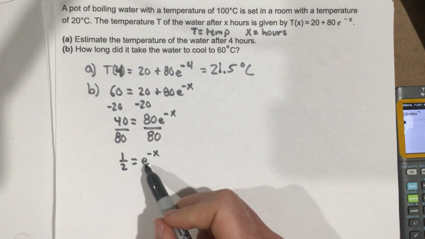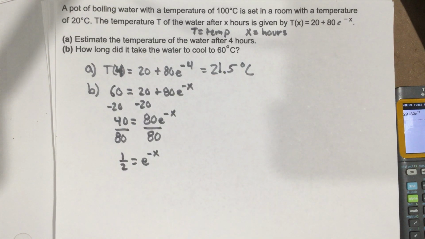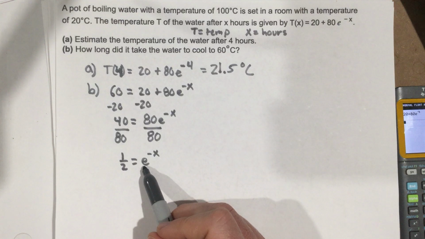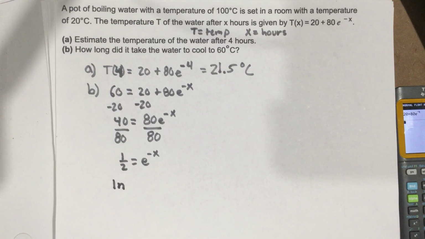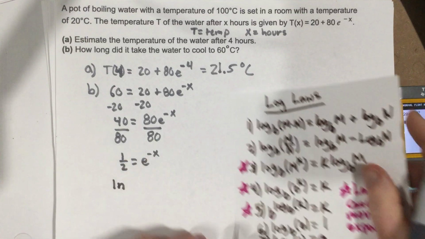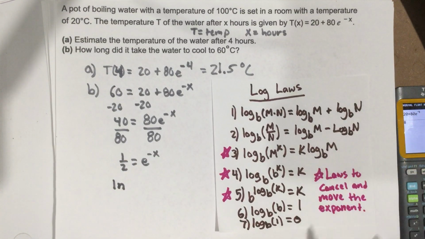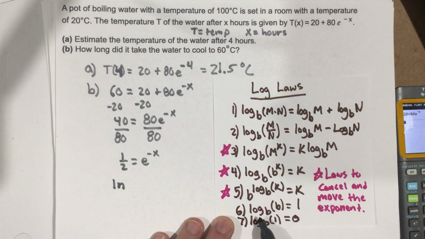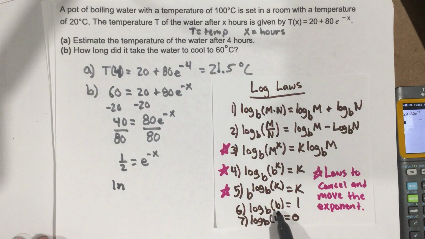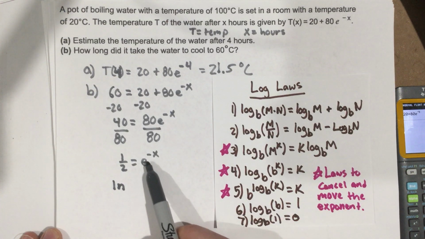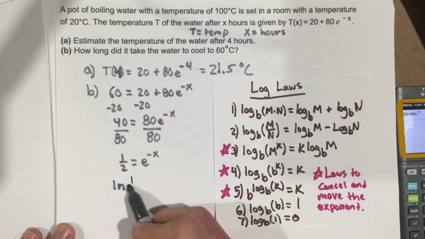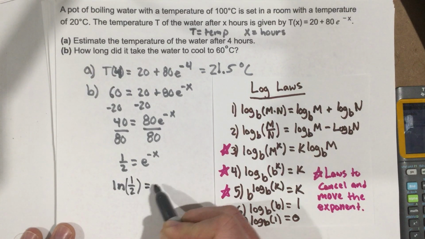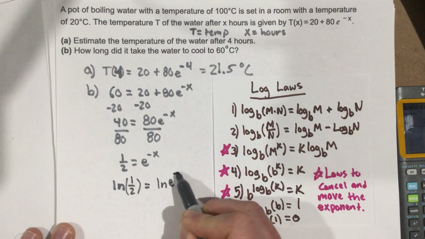Now I need to cancel this exponential. That's base e, so I'm going to use natural log on each side. So natural log, and I'm actually going to bring in the log laws here. One of the log laws I'm about to use is log base b of b equals 1. That's exactly what I'm using here. This is base e, right? So I'm just going to use the exact same base to cancel it. So natural log 1/2 equals natural log e to the negative x.